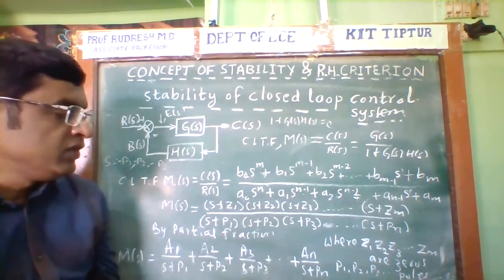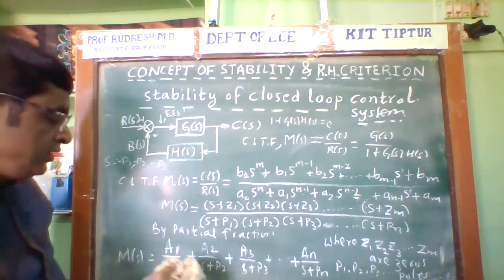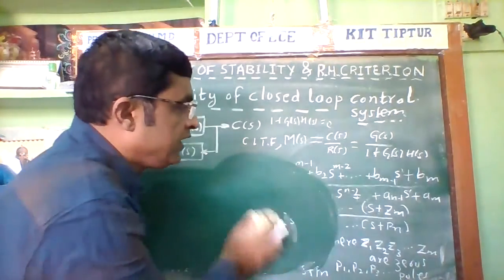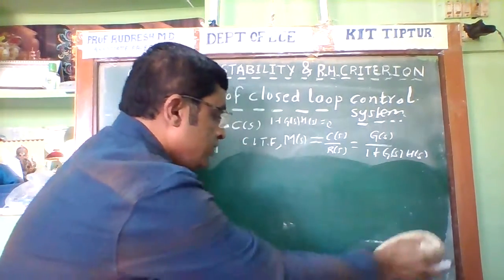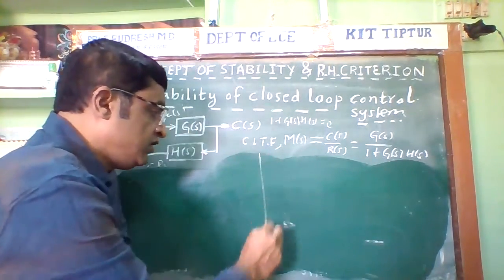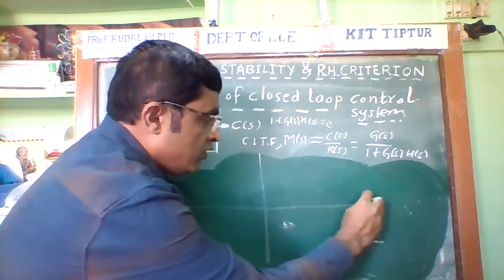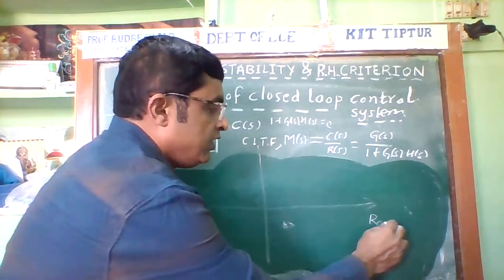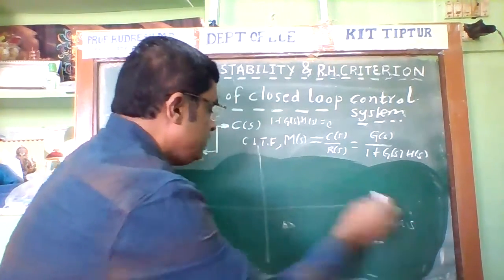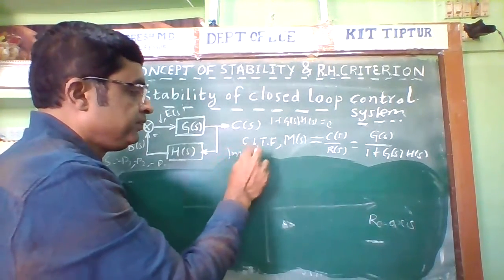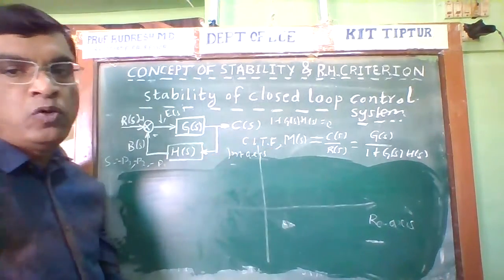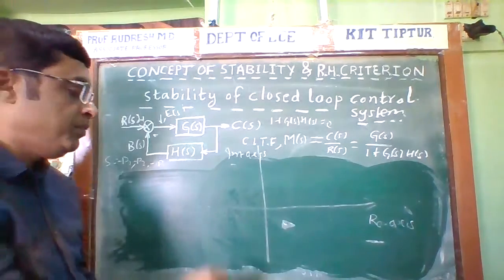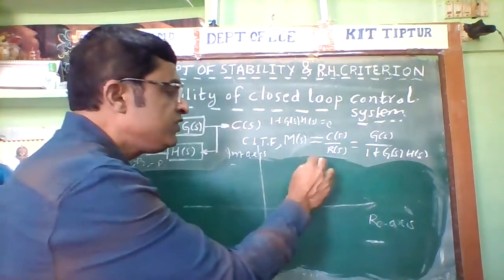These are the poles of the system. After finding the poles, we need to locate them on the S-plane. The S-plane is a graph with the real axis and the imaginary axis. Now this is the S-plane.